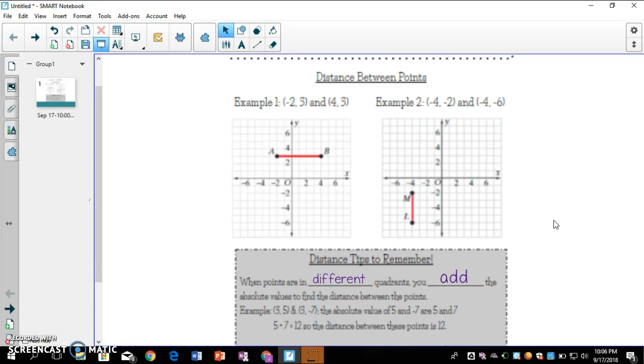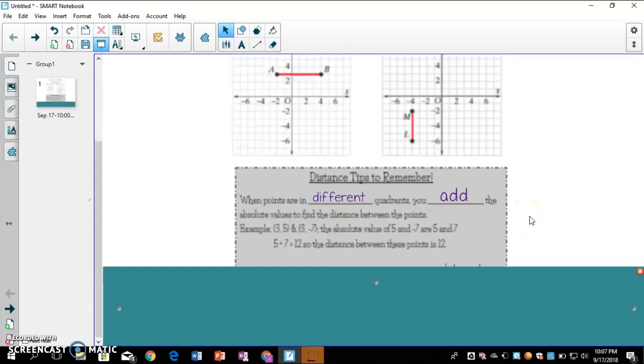Now, what if the points end up in the same quadrant, like example 2 here? Again, it doesn't matter which quadrant, but these 2 points happen to end up in the same quadrant. If I look at those points, I can see they're in the same quadrant because this is negative, negative, negative, negative, so they're both going to end up in quadrant 3. If I count the line segment, it ends up being 1, 2, 3, 4 units. But look at my different numbers here. I'm not going to add the absolute value of -2 and -6 because that would give me a line segment of 8, and that's too big.